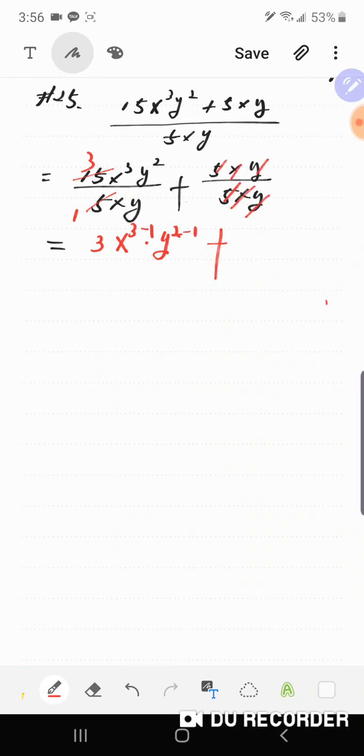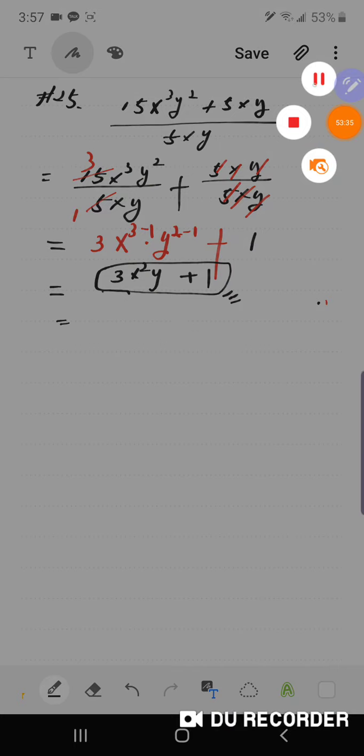So from the first term, this will be 3x squared, y plus 1. So that's it. Let me erase this line. So this is the solution to the first question.